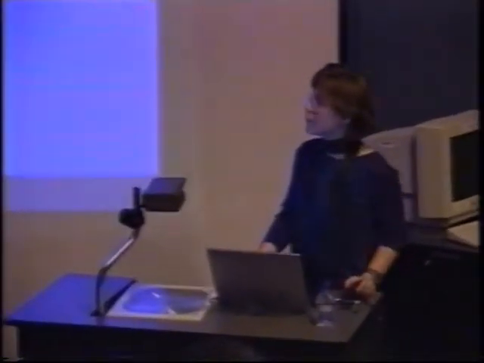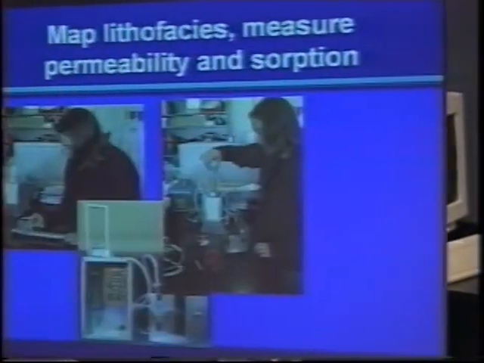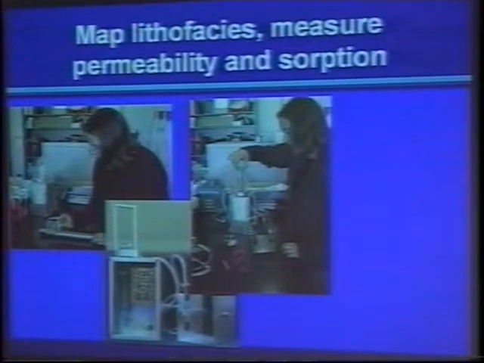The next thing that we do is we measure the permeability using an air permeameter. We dry the samples, take subcores of our cores, dry those samples, measure using an air permeameter the air permeability, and we can convert that to a saturated hydraulic conductivity.